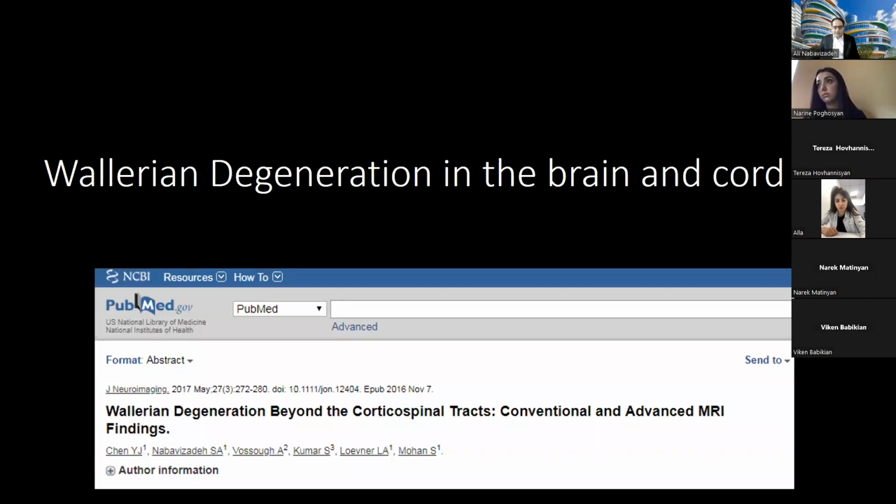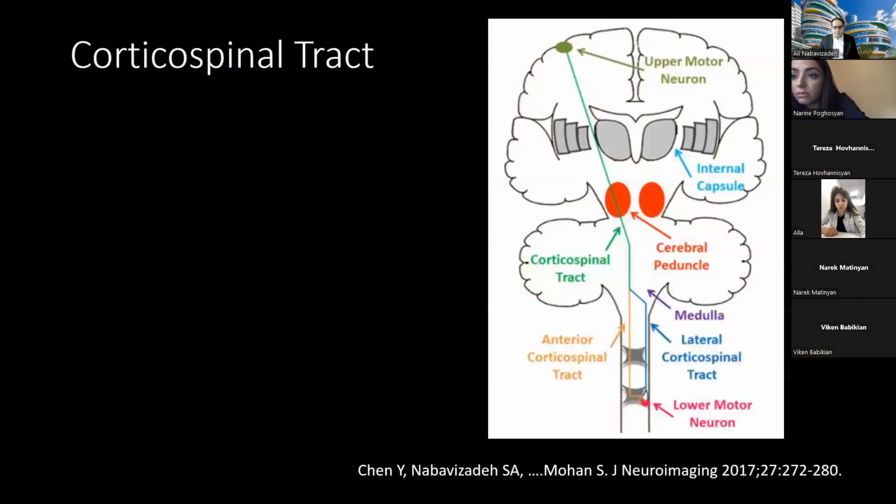Moving on to Wallerian degeneration in the brain and cord. Again, this is a review that was published quite a few years ago. The reason that we did that was that when we talk about Wallerian degeneration, especially for trainees, everyone thinks only about the corticospinal tract, while there are a lot of other tracts in the brain and cord, and the same mechanism can happen, and Wallerian degeneration could happen in other anatomical tracts, and we can see the imaging evidence of those. So I'm going to go through a few.